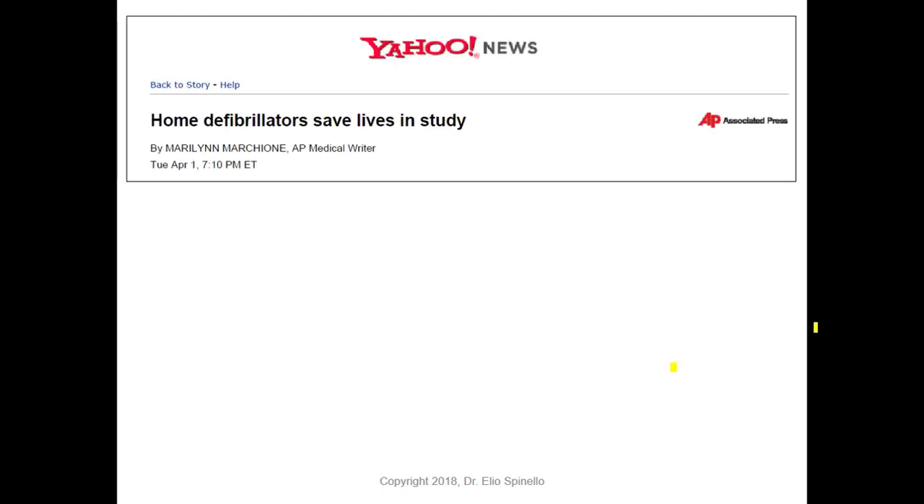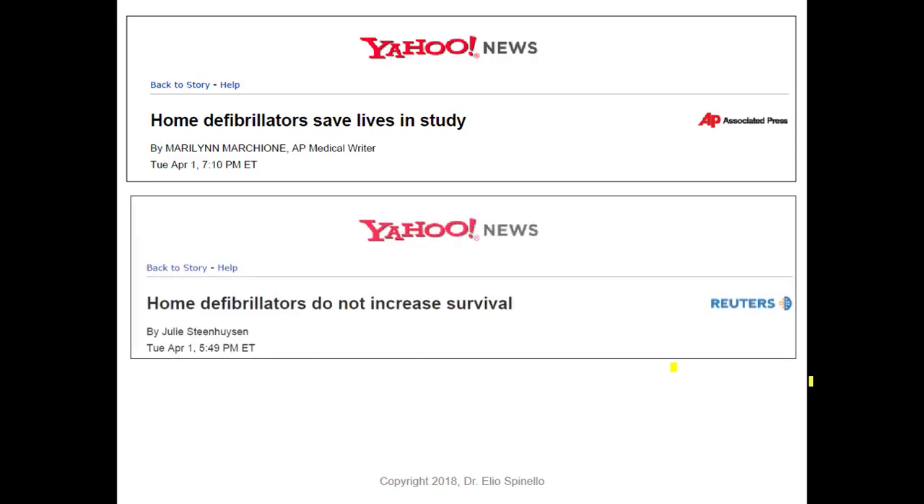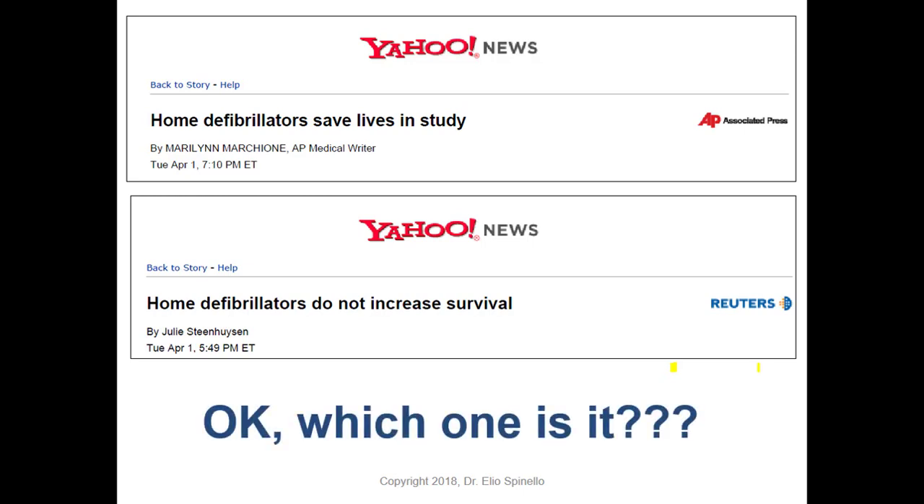So the first secondary source was the Associated Press, and their conclusion: home defibrillators save lives in study. Now the second was written by a reporter at Reuters: home defibrillators do not increase survival. So these are almost totally opposite one another. You'd sort of have to wonder whether they're actually writing about the same study. But yeah, they are. They were both writing about exactly the same study.